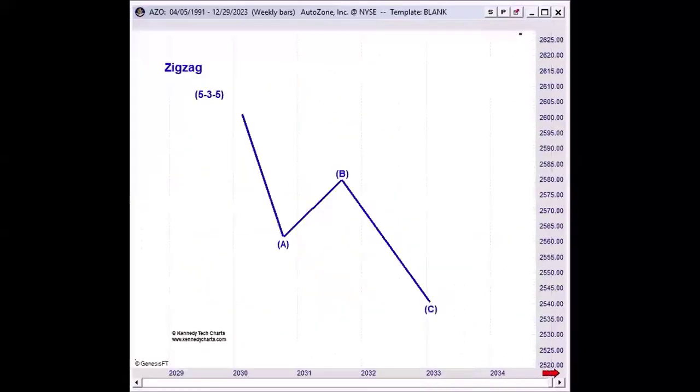Okay, so what exactly is a zigzag? Well, a zigzag is one of three types of primary corrective structures. The other two, of course, being the flat correction and the contracting triangle. And as you can see here up in the upper left-hand corner, in parentheses, I have this small funny notation, 535. What does that exactly mean?